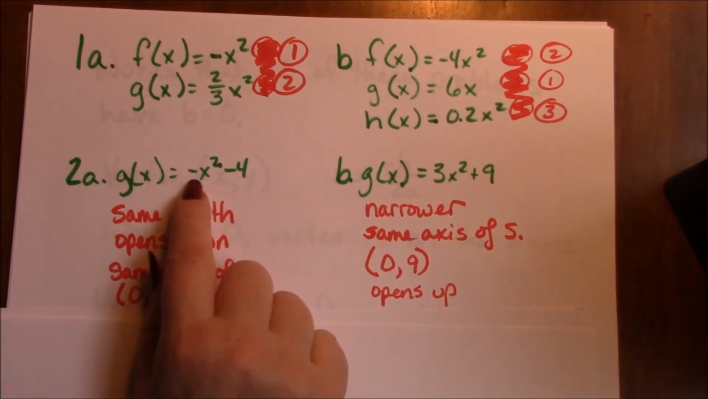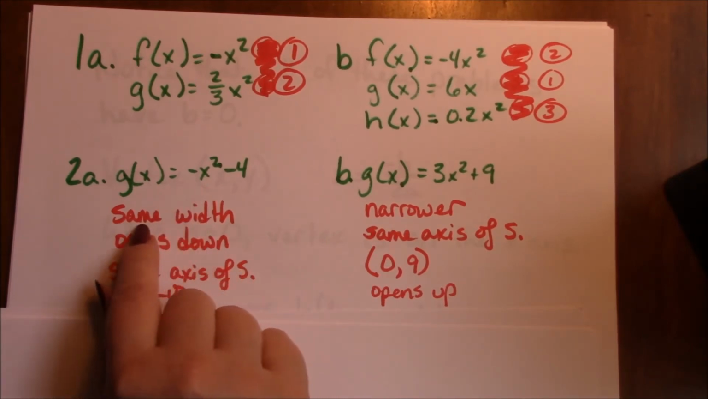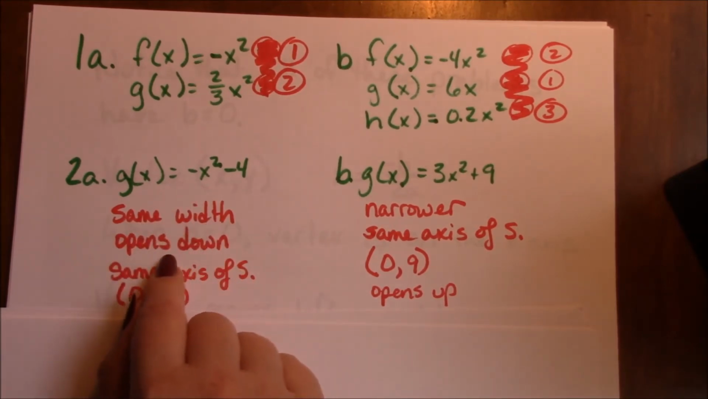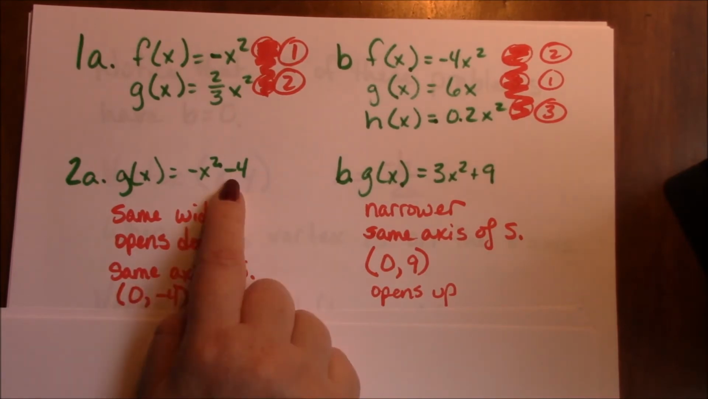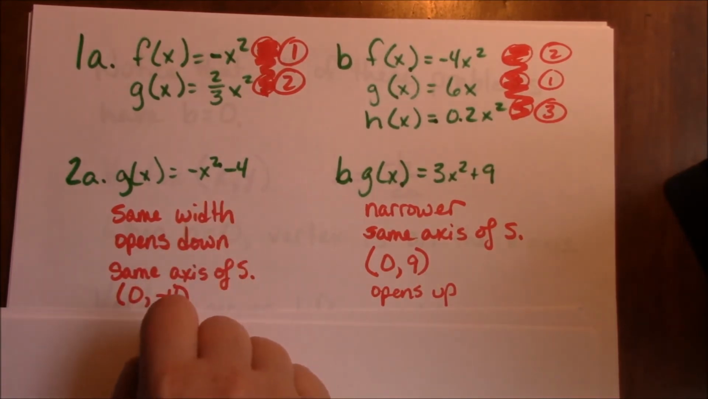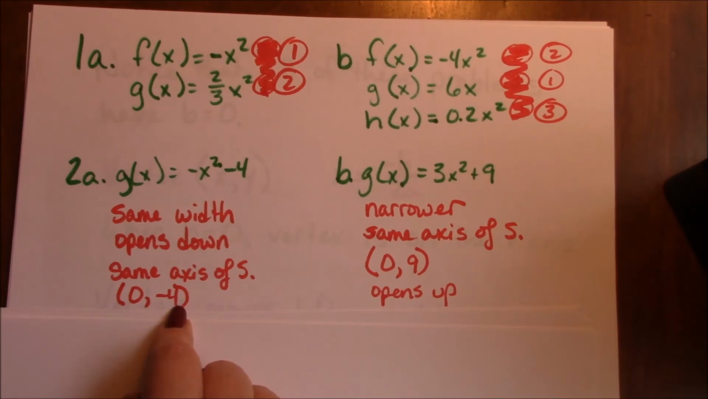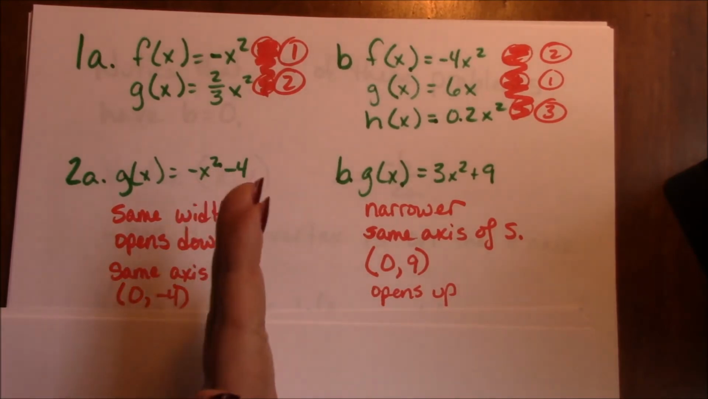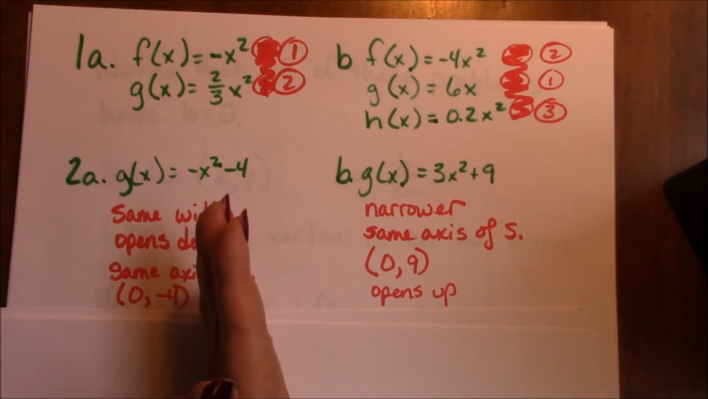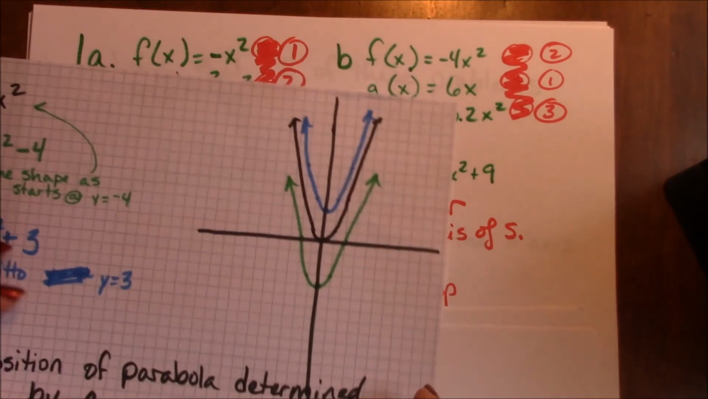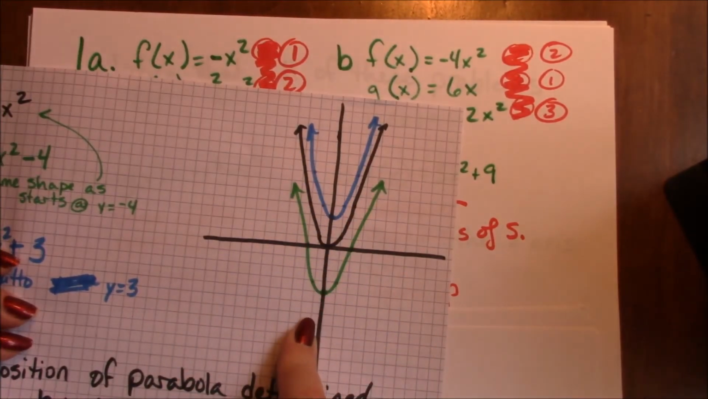So for the first one, we look at the fact that this is a negative one, not a positive one. So we know that it's the same width, but that it opens down. And we know that because of this negative 4, it's going to start going down 4. So our vertex is 0, negative 4. It's got the same axis of symmetry, the same vertical line going through it.